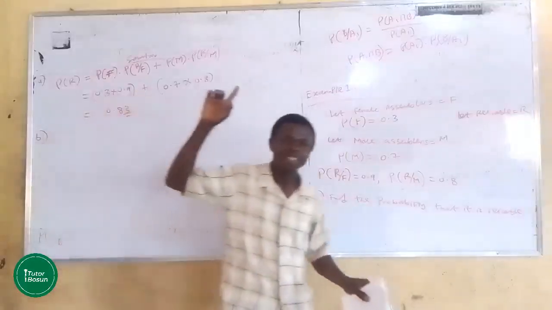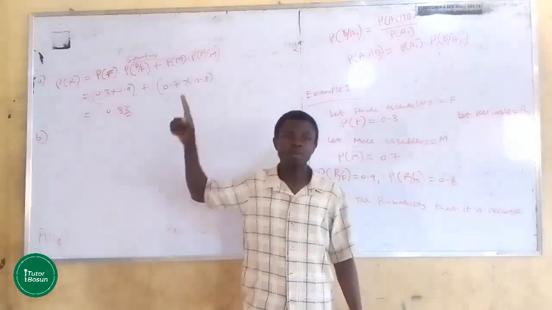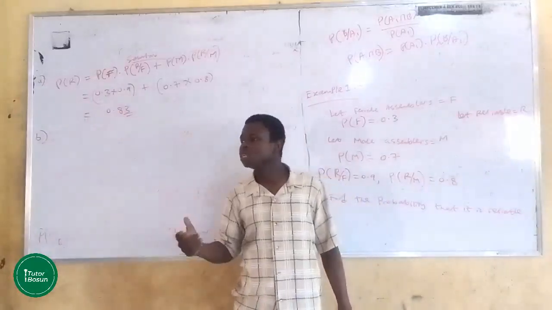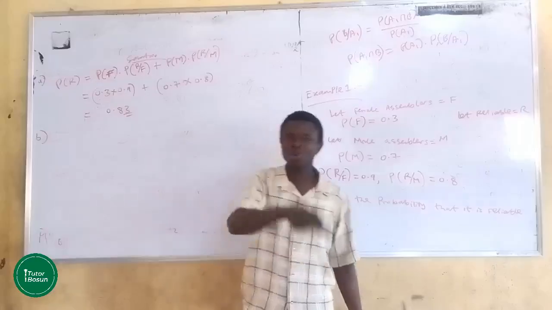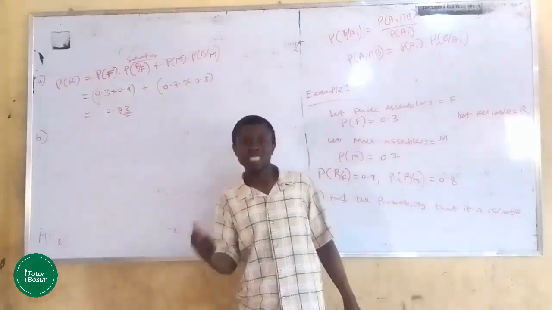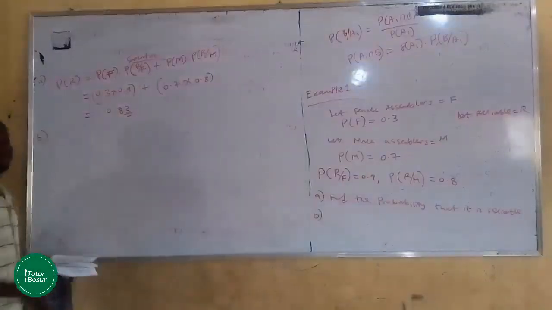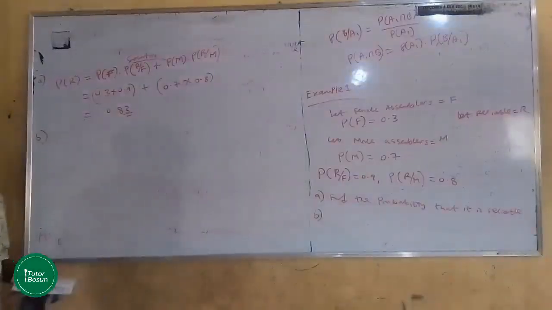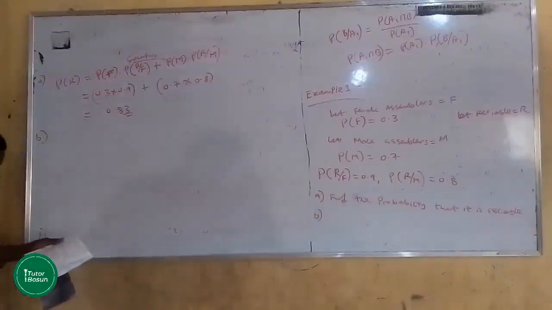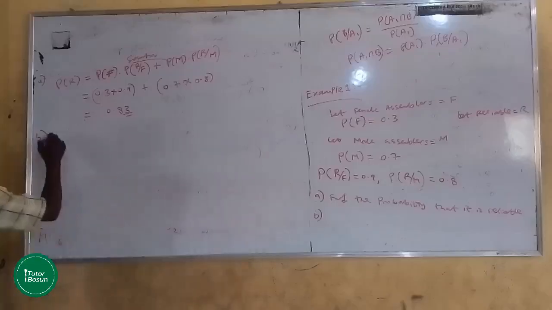I already stated under the lesson of conditional probability that conditional probability deals with the situation whereby one event has already occurred. So we now want to determine the probability of another event, given that the first event has already occurred. So the instrument is already reliable. We now want to determine the probability that it was assembled by a female specialist.